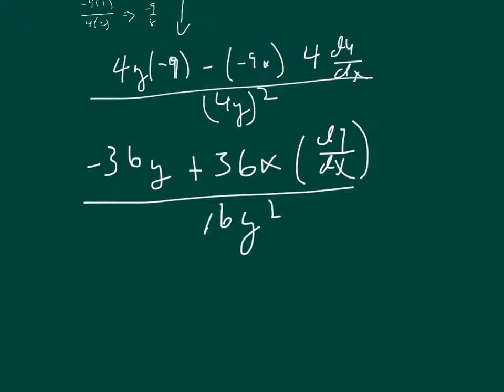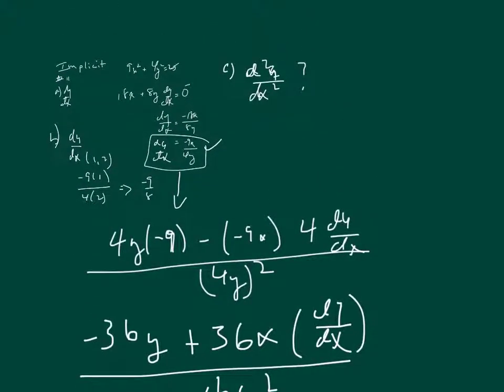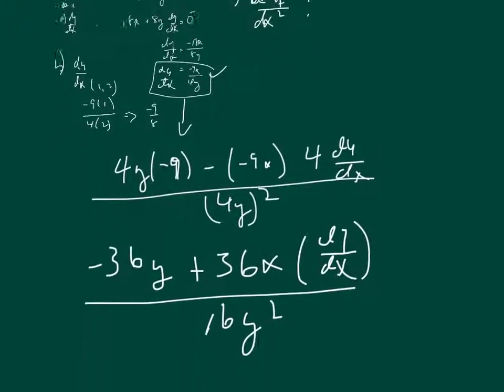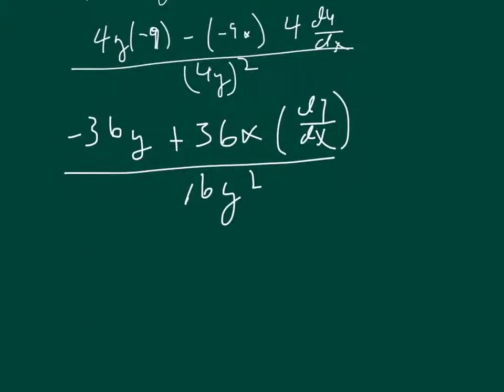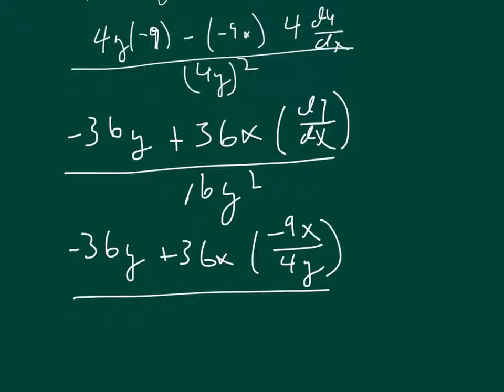Excellent. Now, the dy dx, we know is negative 9x over 4y. So we're going to replace that. So we get negative 36y plus 36x times negative 9x over 4y, all over 16y squared. Alright, a couple of cancellations to be done here. 4 goes into 36 9 times. That looks good. We're going to multiply the whole thing by y to get rid of this denominator.